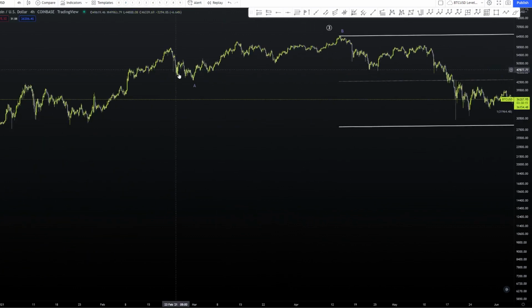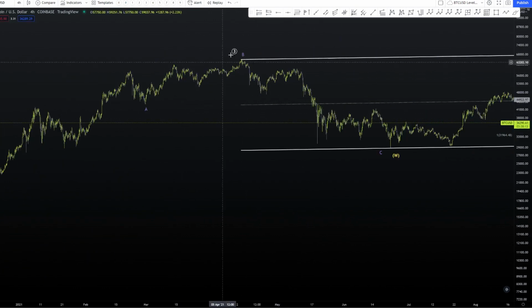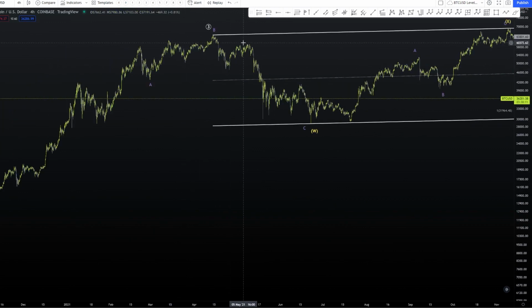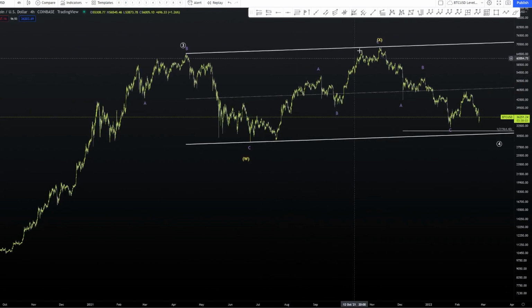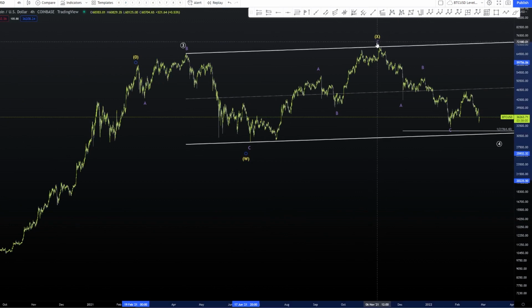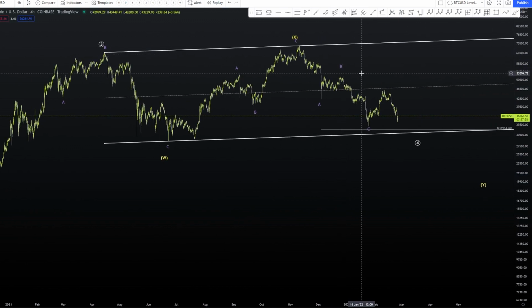So this would be an ABC for the A wave, ABC for the B wave. This would be a 1, 2, 3 down here, 4, 5 for the C wave, up an expanded flat to complete this wave W. Then we move up off the lows for an ABC zigzag to complete this wave X. And now this wave Y, I am predicting is going to be a double zigzag.